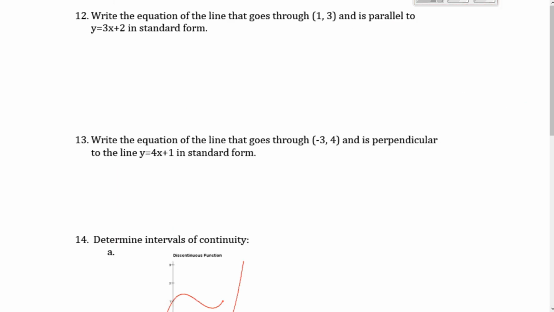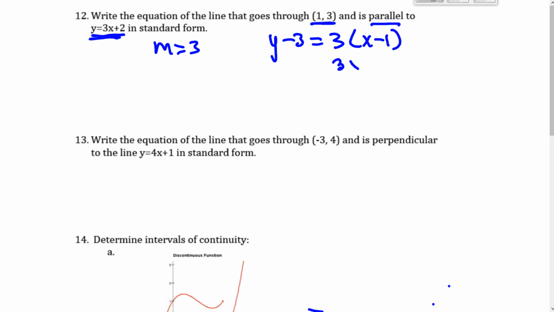Alright, parallel to, so here we're going through a point, 1, 3, and it's parallel to this equation. So what we're going to do is we're going to find the slope of this, y equals 3x plus 2, which is 3. And we want a parallel, so parallel means I keep the slope the same. And now I'm going through this point, so I use this slope from this equation, and I use this point. And then I put it in point slope form. So my slope is 3. And then I go ahead and distribute that.